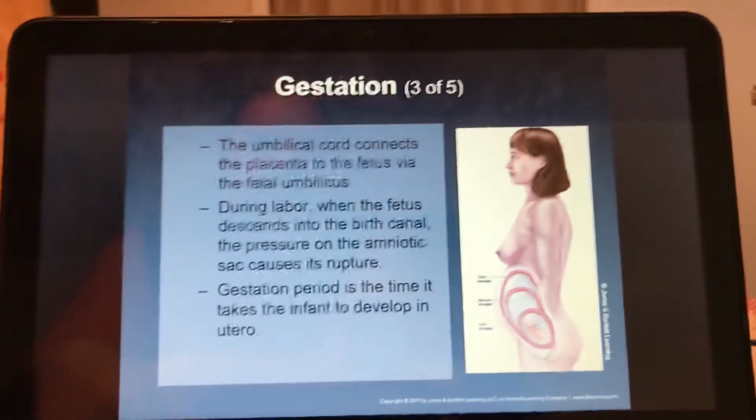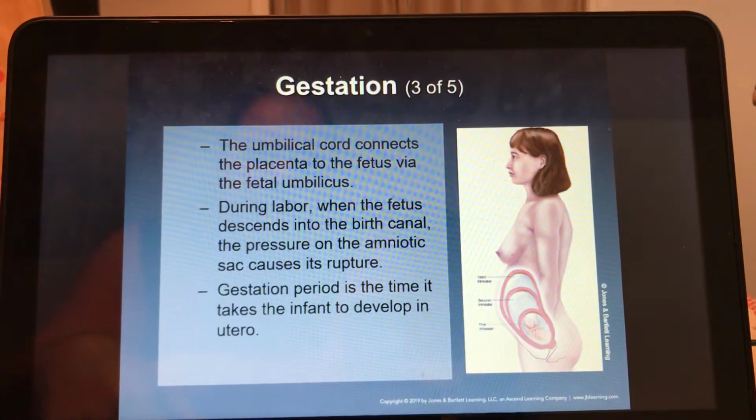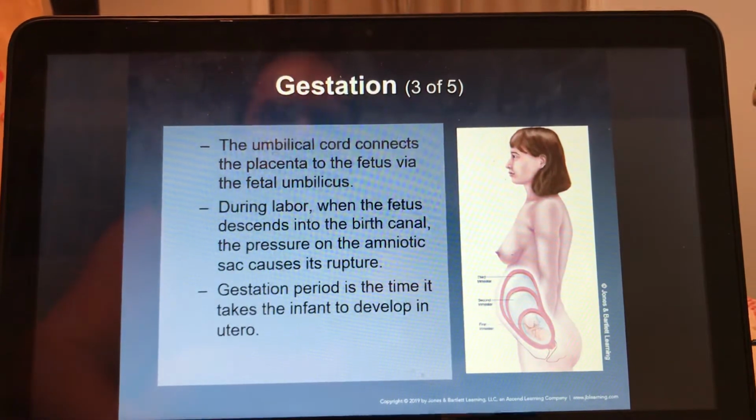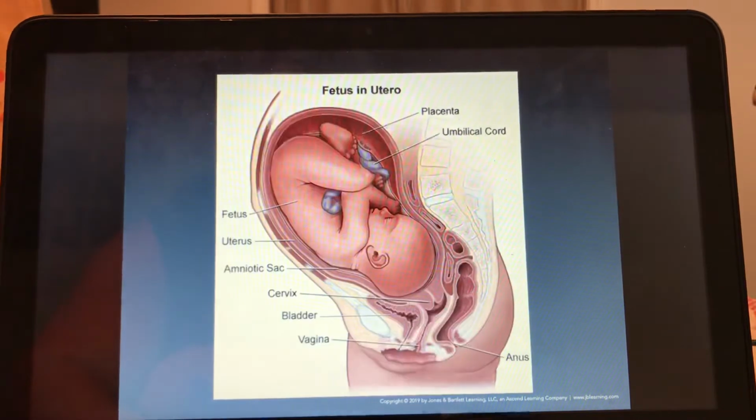Talk about the umbilical cord. We're going to go into more detail with that. Amniotic fluid in the amniotic sac. We'll talk about if that indeed ruptures, what to expect, and the gestation period and how long that is.